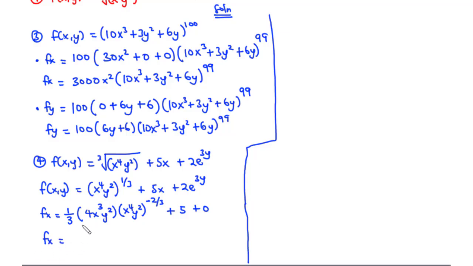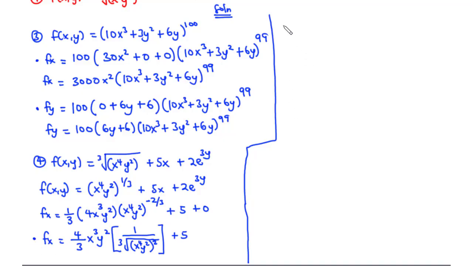So finally, we have fx equals, this becomes 4 over 3 x to the power 3 y to the power 2 times, so here we have negative 2 over 3, so that means that we are going to have times 1 over, this 3 suggests that we have the cubed root of whatever we have here, x to the power 4 y to the power 2 all squared, and then plus 5. So that is fx.